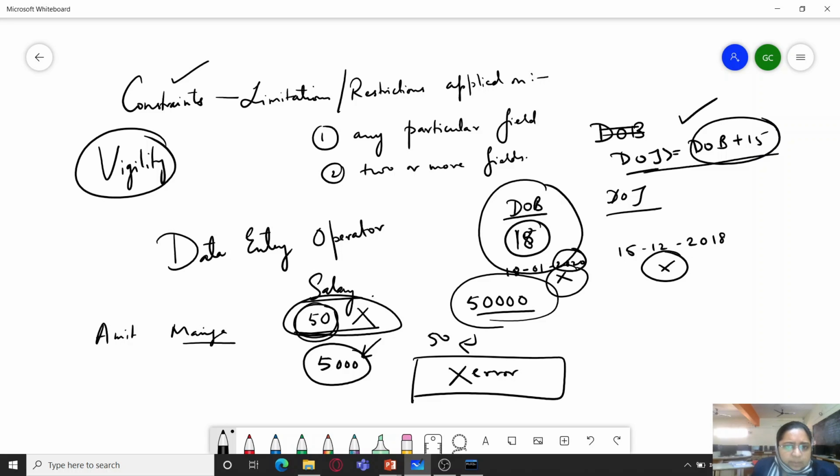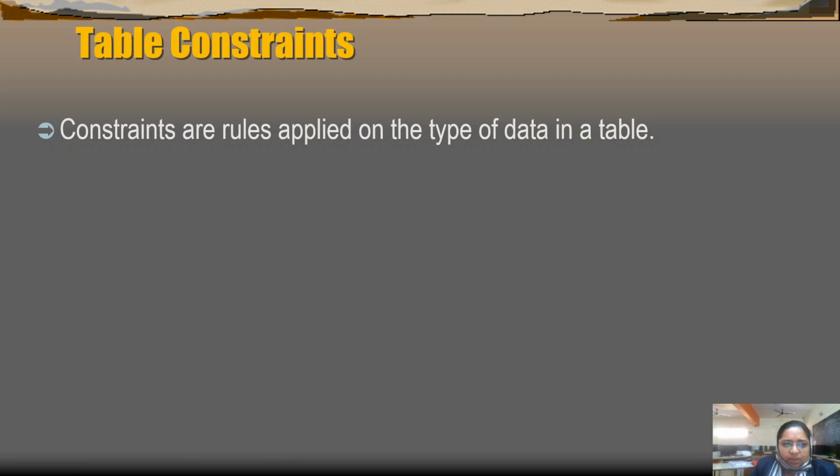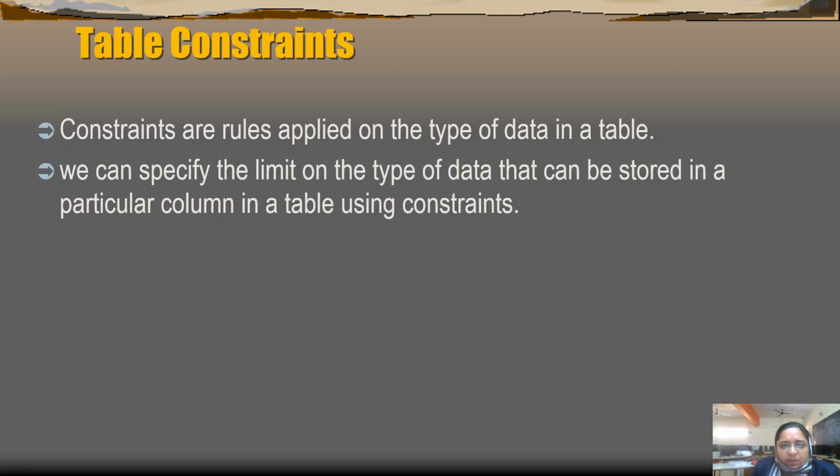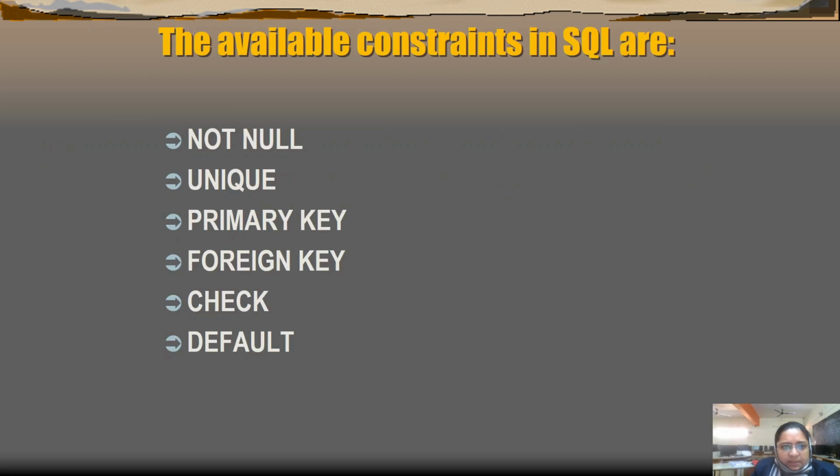So constraints or limitations are certain restrictions which are also known as validations in MS Access and MS Excel. They come under data validation, and this is exactly what we are going to do now. They are rules applied on the type of data in a table. We can specify the limit on the type of data that can be stored in a particular column in a table using constraints. Some available constraints are not null, unique, primary key, foreign key, check, and default.